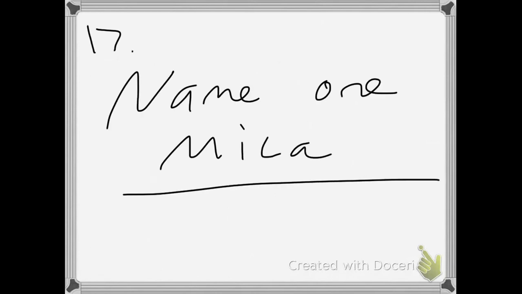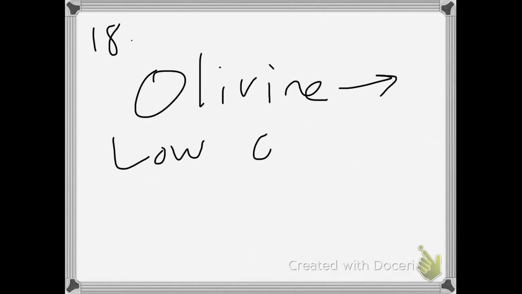Okay, can you name one mica that we studied in class? And what type of structure does it have? So of course, you're looking for muscovite or biotite, and those are sheet silicates that are attached by hydrogen bonds.